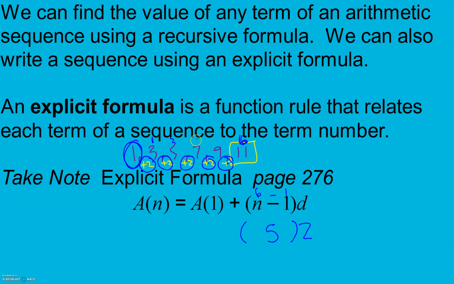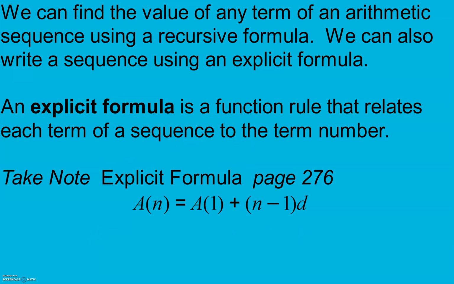At our third number, we'd done it twice. At our fourth number, we'd done it 3 times, 4 times, and 5 times that we'd added that. So we add that on to where we started originally, and that gives me 11, which is the value of my 6th term here.